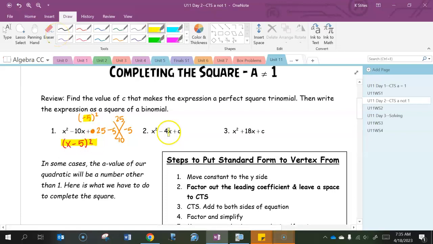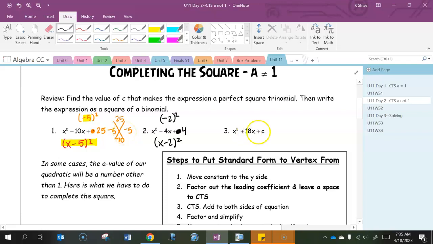All right, let's try it again. Take your b value, -4, divide by 2. -2, square it. It's going to be a +4. So again, this is going to be x minus 2 squared. Okay, and that will always work. So that will cut out some time if you're like trying to find those numbers. It will be that guy.